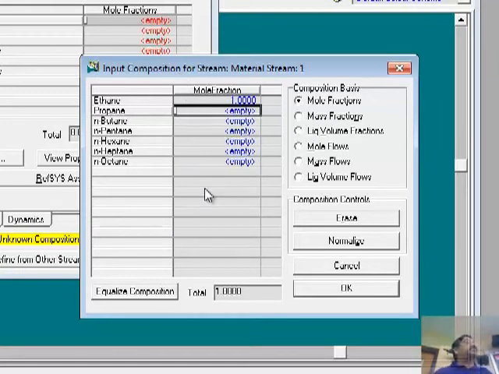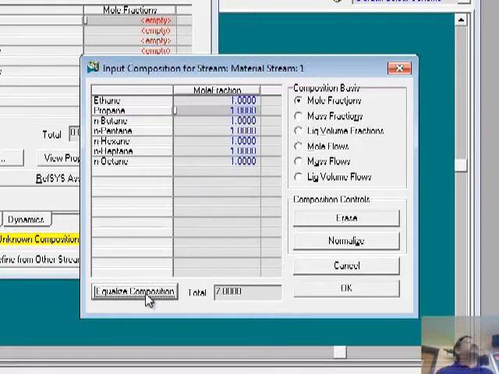If you have a composition from a GC analysis in a plant, you will enter all those. But this is only a demonstration. So I'm going to make my job easier and say equalize all the compositions. So it enters the same composition for all of them. So it is an equimolar mixture. Each one is appearing in the same amount.